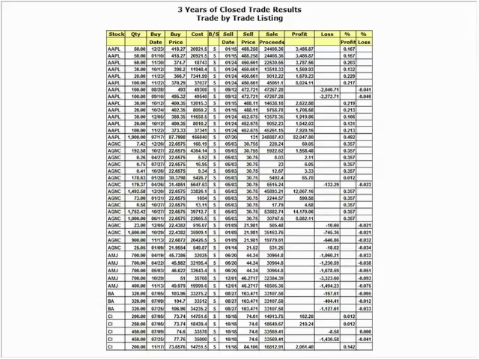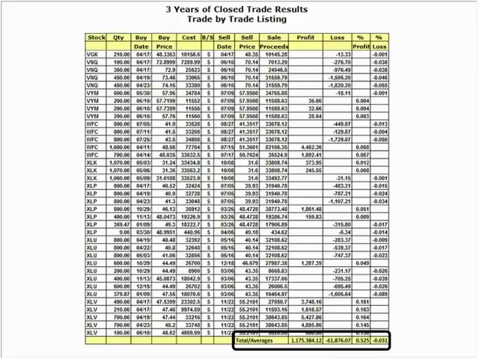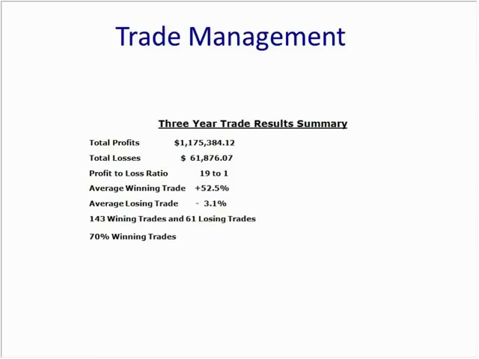And we had total profits of $1,175,000 and total losses of $61,000. Our average profit was 52%. Our average loss was 3%. So what we were doing is we were following these money management rules, and we exited the losing trades quickly.